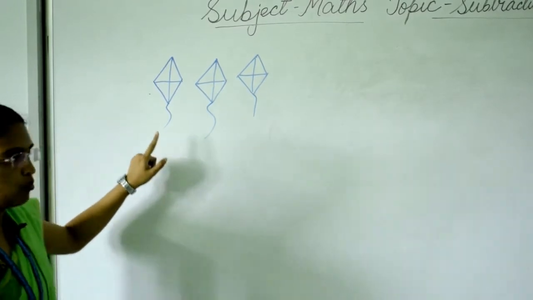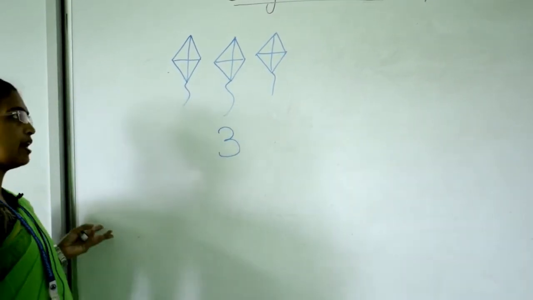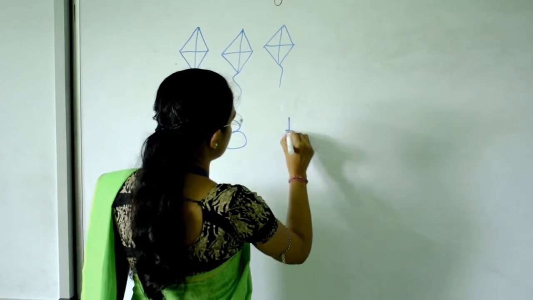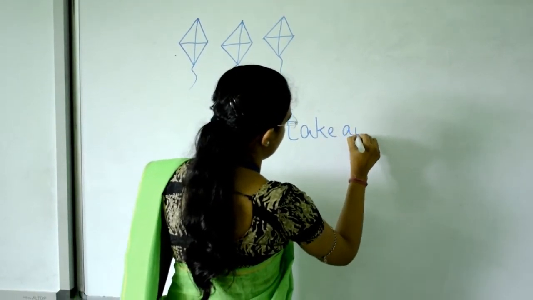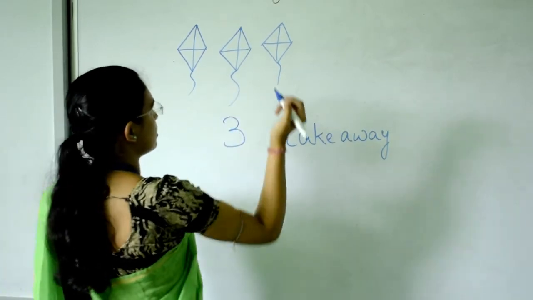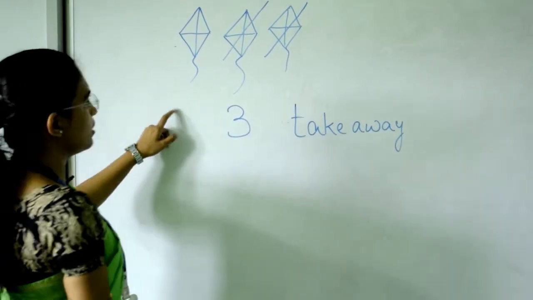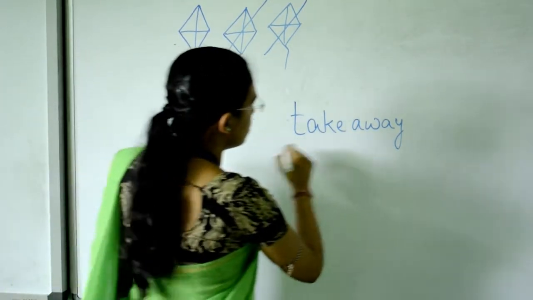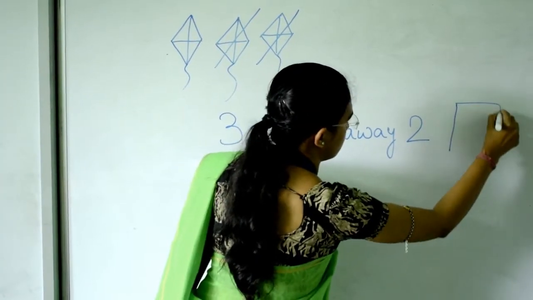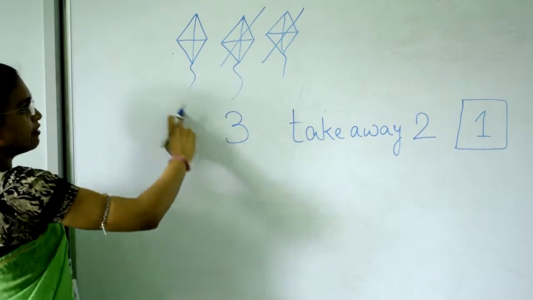How many kites do I have? 1, 2, 3. 3 kites. Now what do I have to do? I have to take away how many kites? 2 kites. Okay. I have 3 kites and now I have to take away how many kites? 2 kites. So what do we have to do? We have to cut 2 kites like this. 1, 2. So how many kites have I taken away? 2 kites. So how many are left? 1. I have 3 kites and I have taken away 2 kites. So how many are left? 1. Okay.